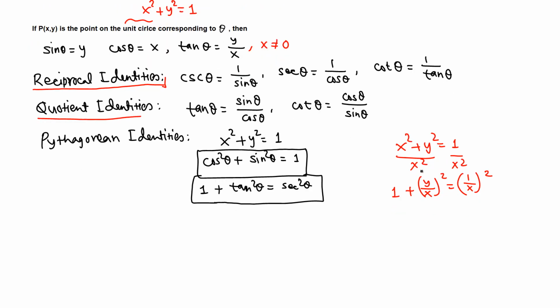Okay, instead of dividing by x squared, we could have divided by y squared. Let's see what happens. x squared over y squared is x over y quantity squared, y squared over y squared is 1, and 1 over y quantity squared. That is, x over y is just cosine over sine, that's cotangent. So cotangent squared theta plus 1 equals 1 over y. y is sine, 1 over sine, that's cosecant squared theta.